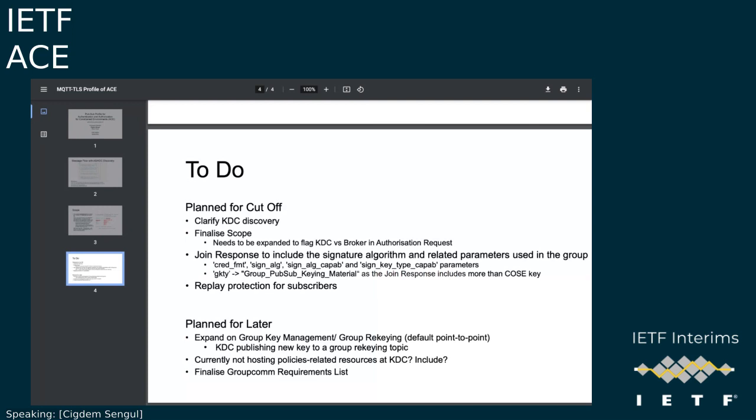In addition to that, we would need to be more clear about our join response as well. Previously it was describing just a COSE key being returned, but we need to include the signature algorithm and related parameters in the join response as well.